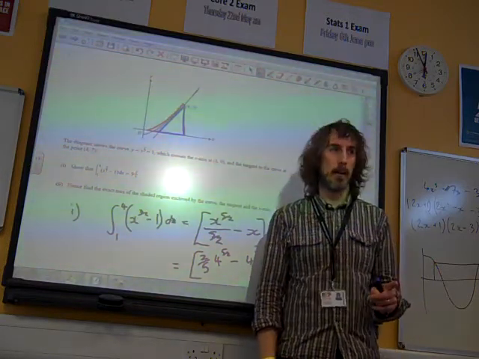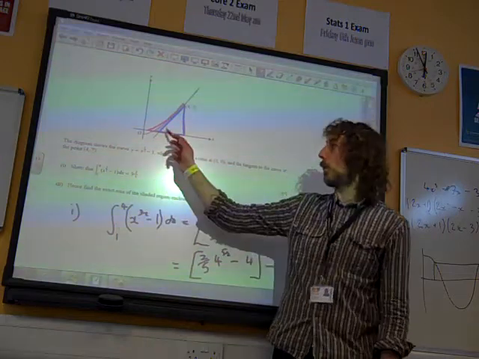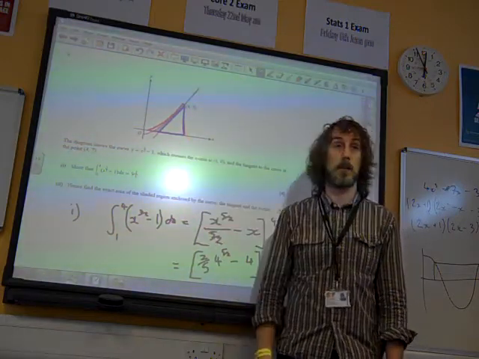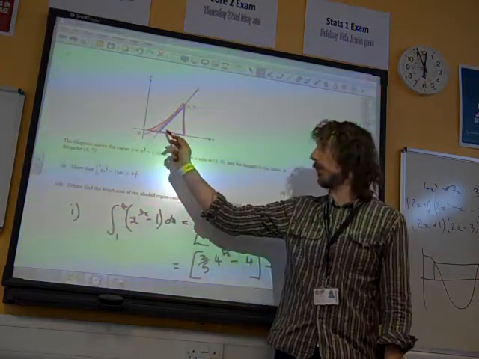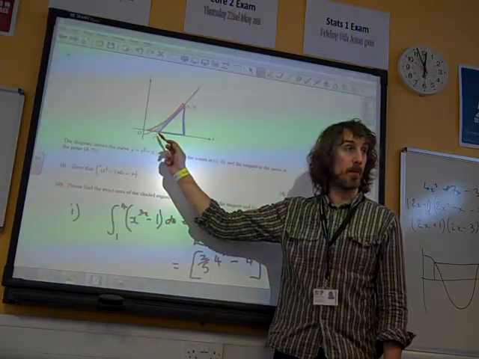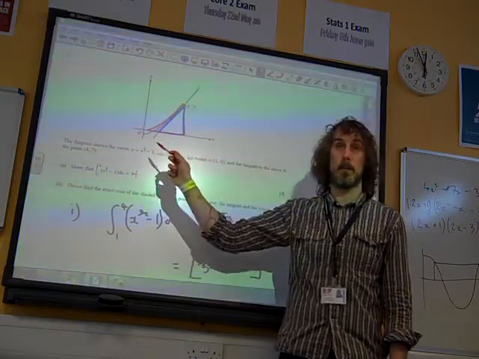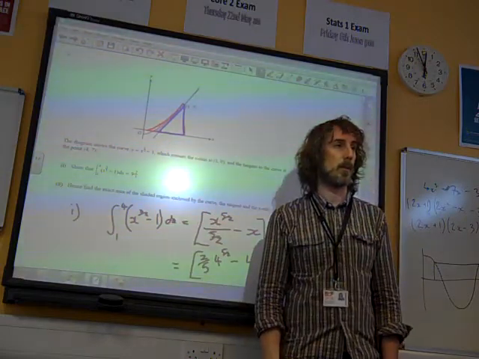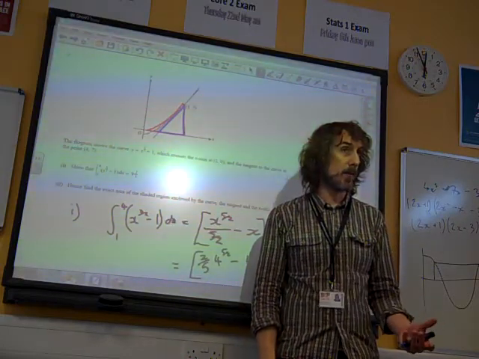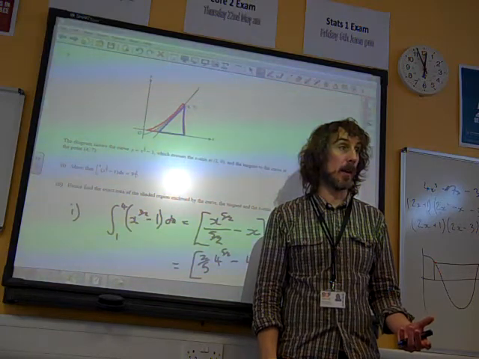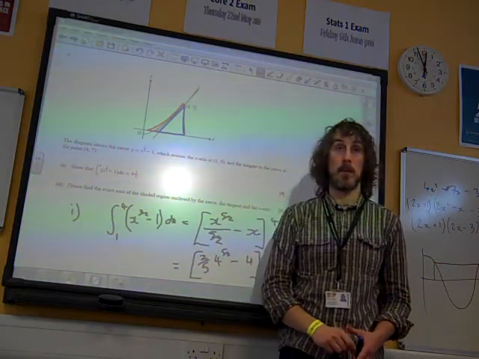That triangle area depends upon where this line crosses the x-axis. It doesn't cross at 1. It's obviously a little bit more than 1, isn't it? So I need to work out where this straight line crosses the x-axis. What do I know about that straight line? I only know one thing. I know it passes through the point 4, 7.